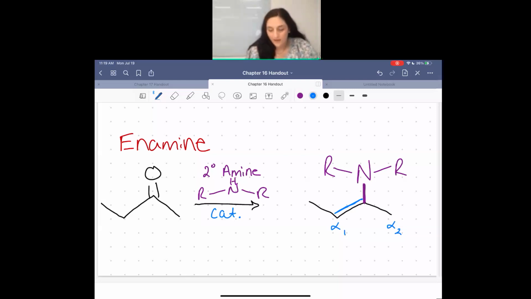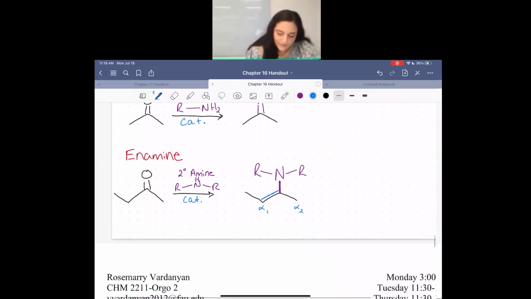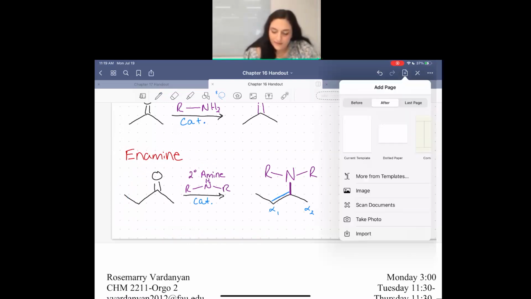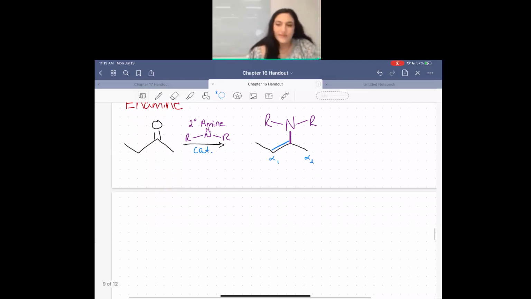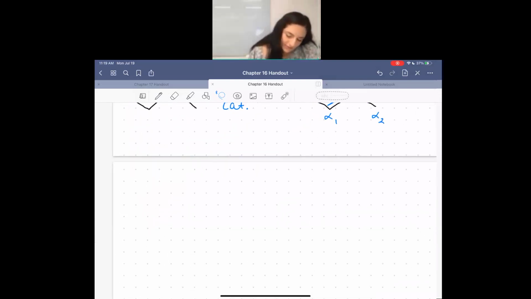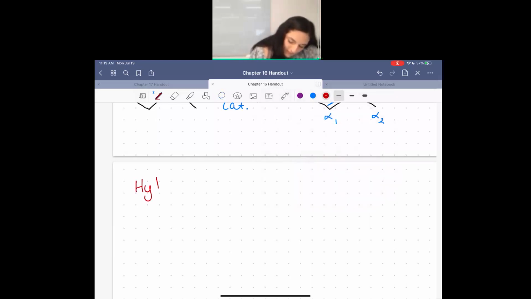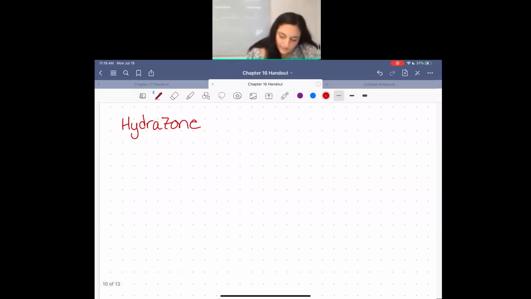Cool. So let's zoom out a tad. And let me actually move this over because it's killing me. There we go. Cool. So after the enamine reaction, we did the hydrazones. So first we have the hydrazone. And the hydrazone reaction is between an aldehyde or ketone and what reagents? Hydrazine, exactly.